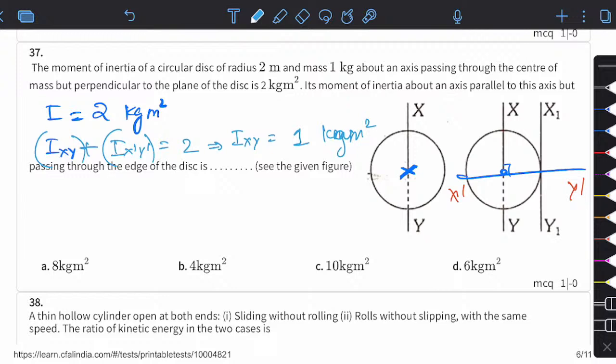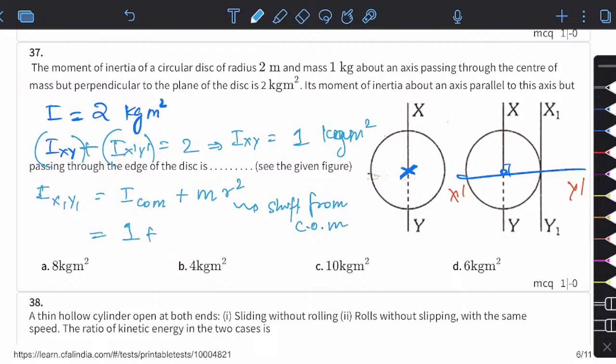Next, I use the parallel axis theorem. What does the parallel axis theorem tell you? Ix1y1 will be I about the center of mass axis plus mr square, where r is the shift from the center of mass axis. We found I through the center of mass axis right now, because Ixy is through the center of mass axis. This is the center of mass, the center of the circle. So I get 1 plus mr square. M is 1 kg, r is 2 meters. So we get 4.